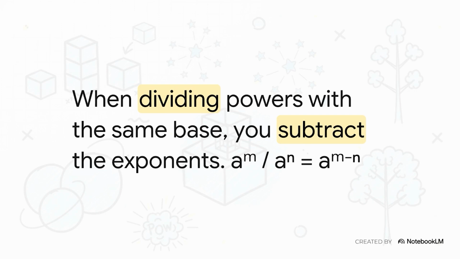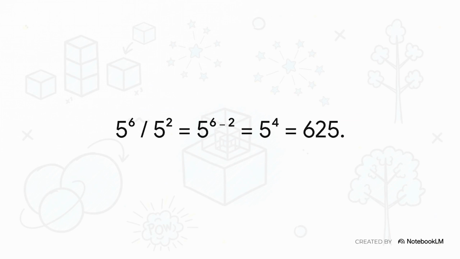Okay, next rule. This one is for division. And you know what? It's pretty much the opposite of multiplication. So if you're dividing two numbers with the same base, you keep the base and you just subtract the second exponent from the first one. Let's look at this one. We have 5 to the power of 6 divided by 5 to the power of 2. The base is 5 for both. So we just subtract the exponents. 6 minus 2 equals 4. And that leaves us with 5 to the power of 4, which, hey, we already know that one. It's 625. See how it all connects?